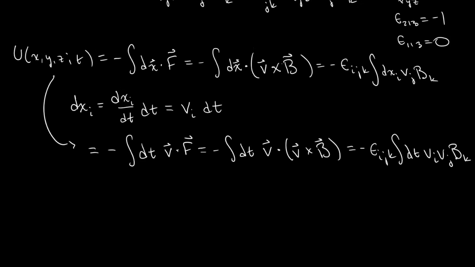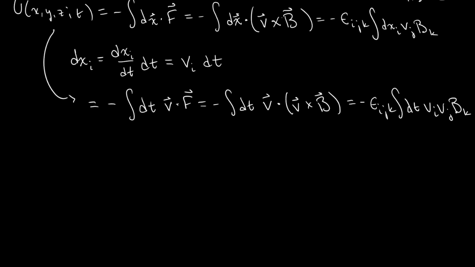But wait, we know that when we take a cross product, the resulting vector is going to be perpendicular to both v and b. And when I take a dot product, this only picks out the parallel piece.